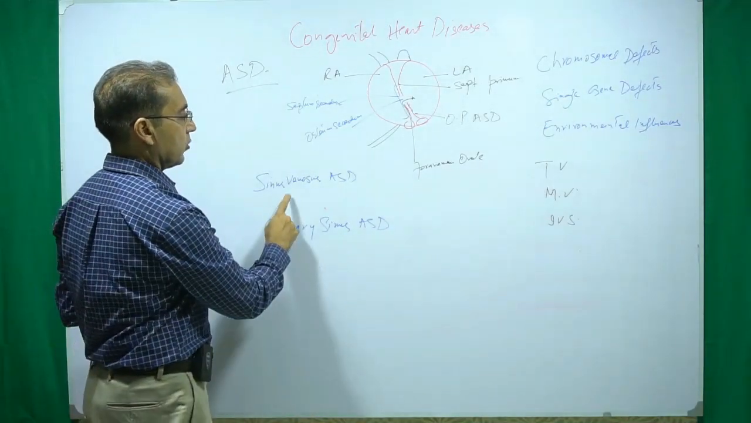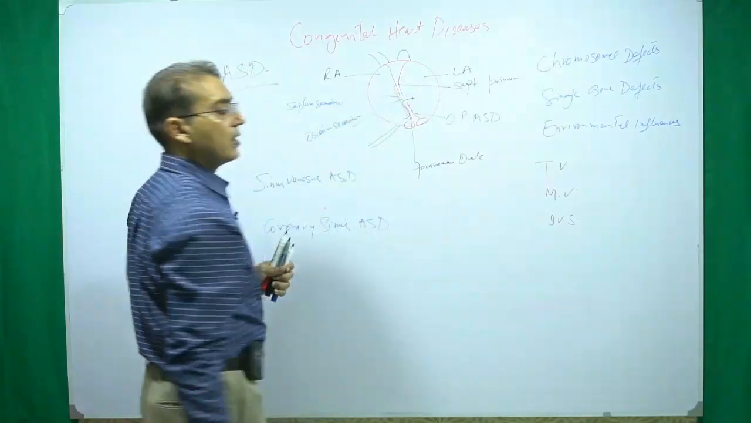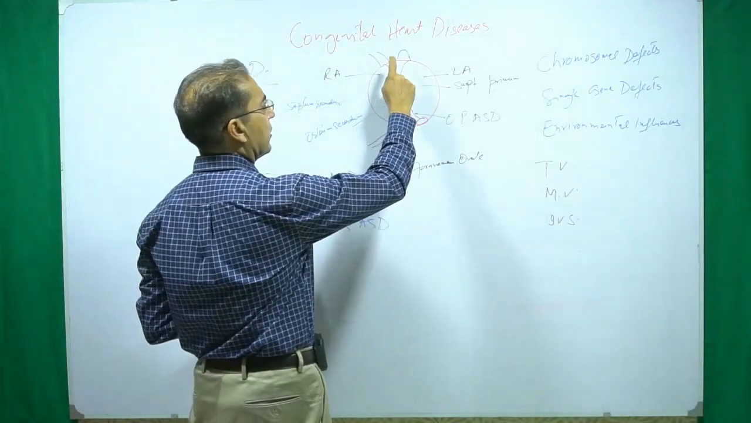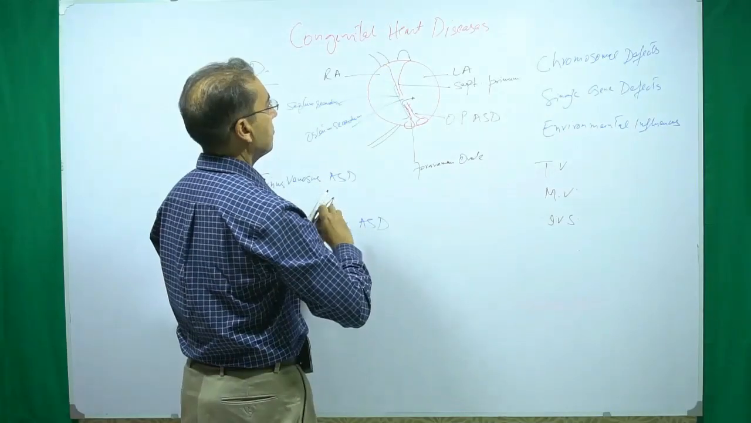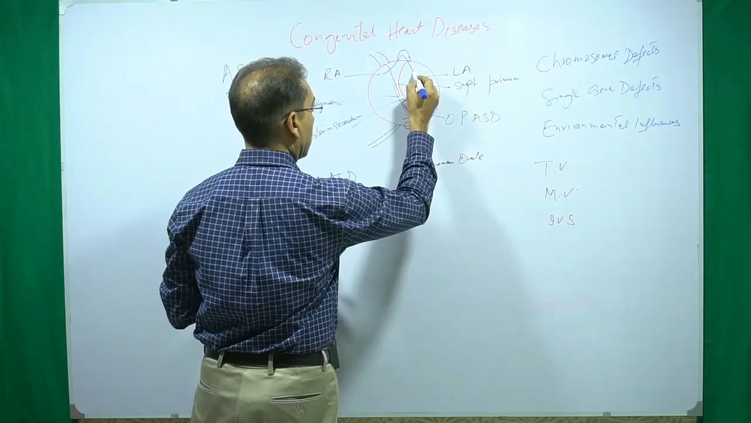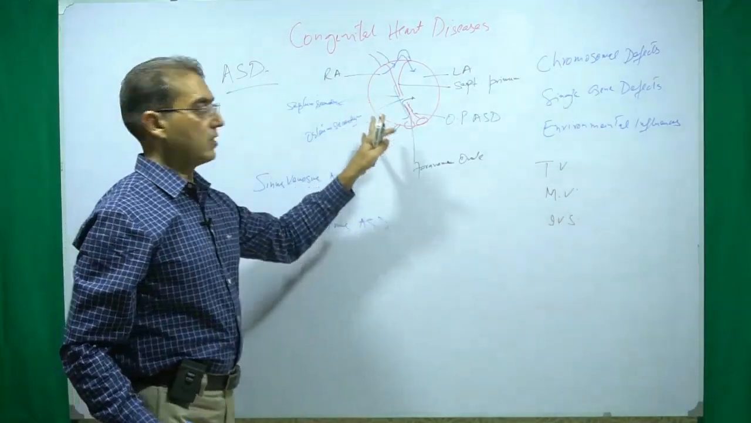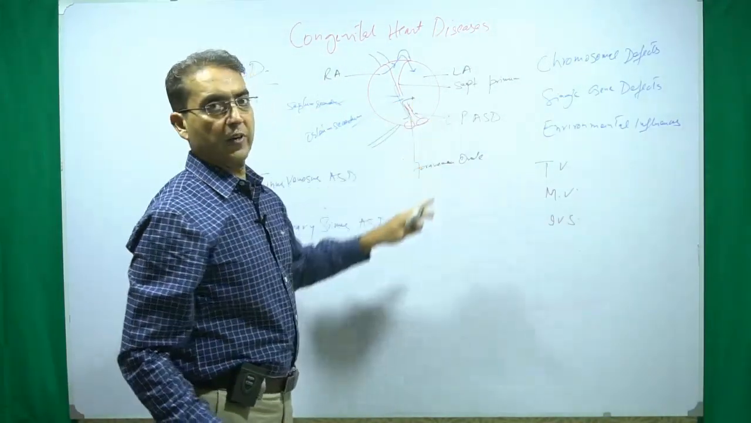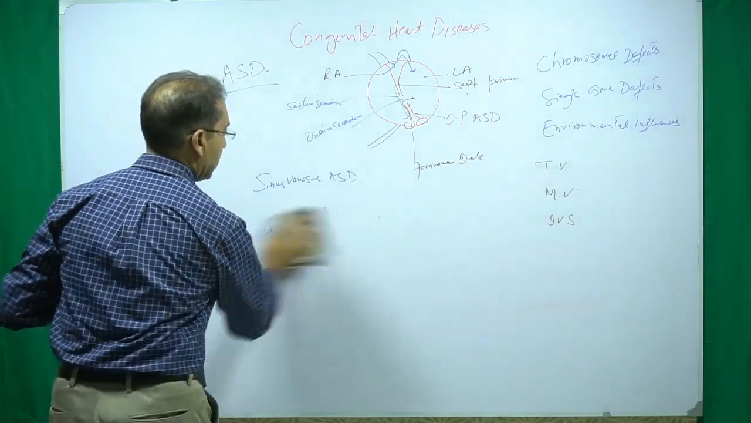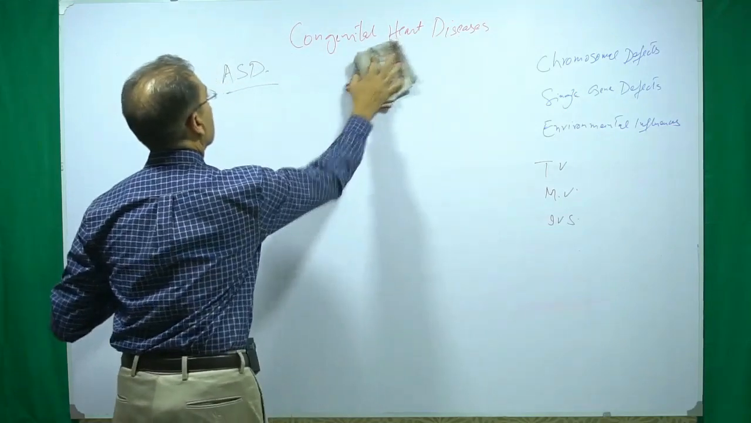Then you've got sinus venosus ASD, when the inferior vena cava or superior vena cava cause problem in the interatrial septum. And sometimes there is a small defect in which there is a communication between the right atrium, the coronary sinus, and then into the left atrium. This defect is called coronary sinus ASD. So we've got different types of ASD, but the Ostium secundum defect and Ostium primum defect are the more common. Now what happens when there is an ASD? A child is born with an ASD.